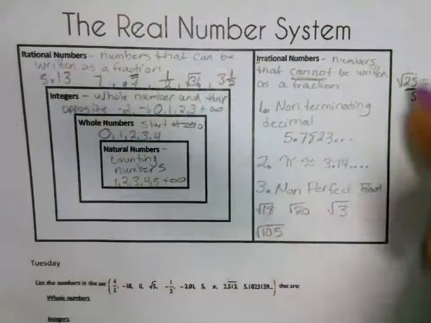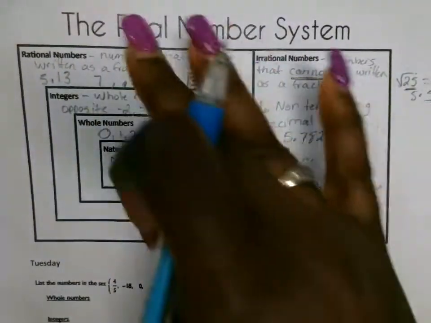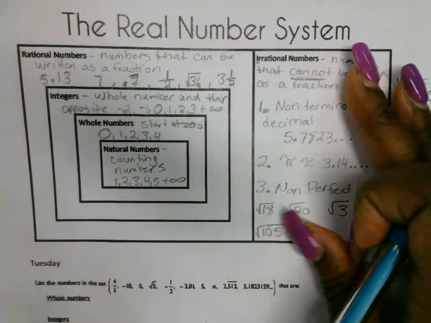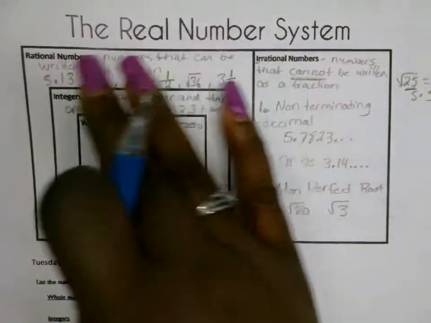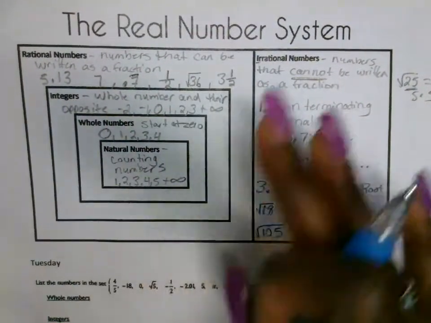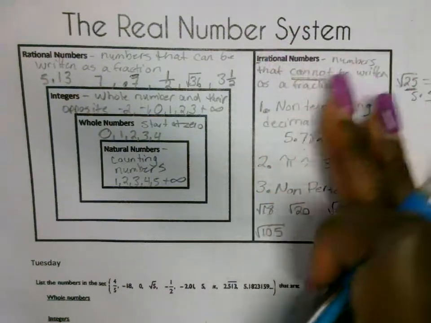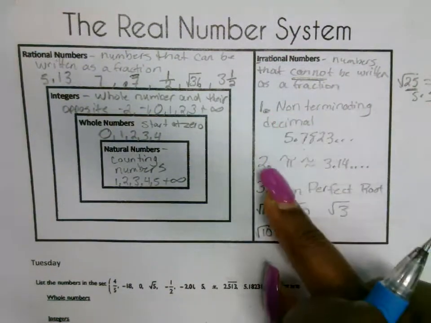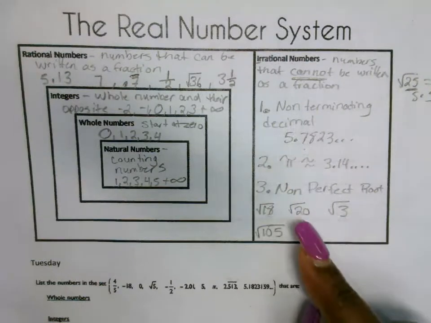Remember, every number is a real number. And then real numbers are broken into two groups. You have rational numbers, numbers that can be written as a fraction. You have irrational numbers, numbers that can't. These are the three types of numbers that cannot be written as a fraction.